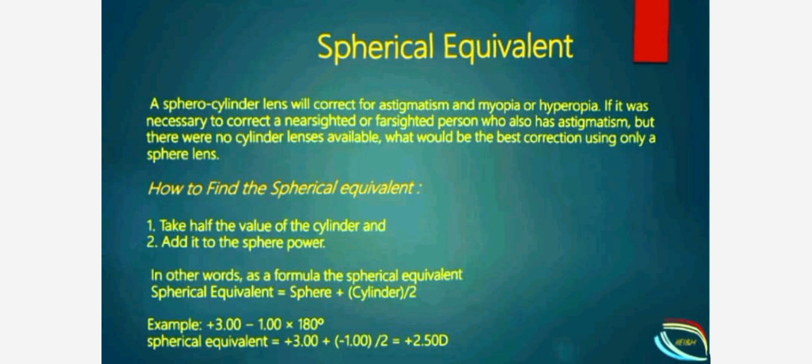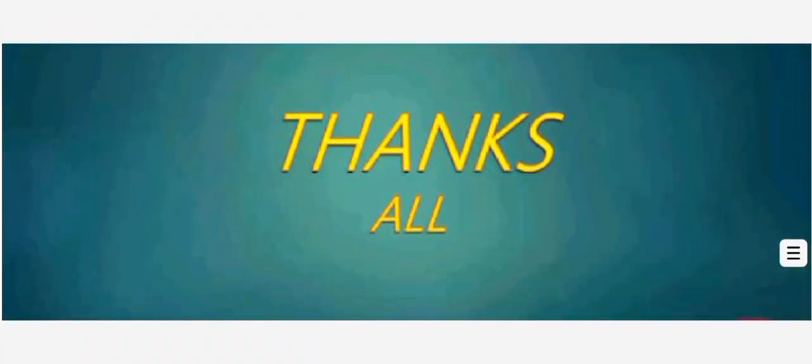To find the spherical equivalent, first take half the value of the cylinder and add the sphere power. In other words, the formula is: spherical equivalent equals sphere plus cylinder by 2. For example, plus 3 minus 1 at 180 degrees. Spherical equivalent equals plus 3 plus bracket minus 1 by 2. Half of minus 1 is minus 0.5, so plus 3 minus 0.5 gives plus 2.50 diopter. That's the answer. Thank you.